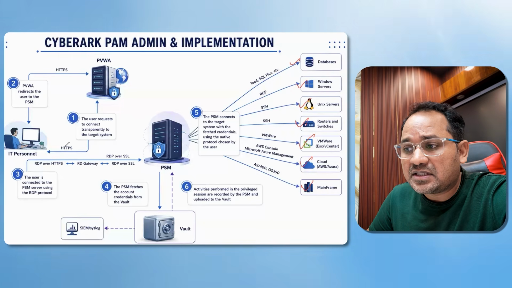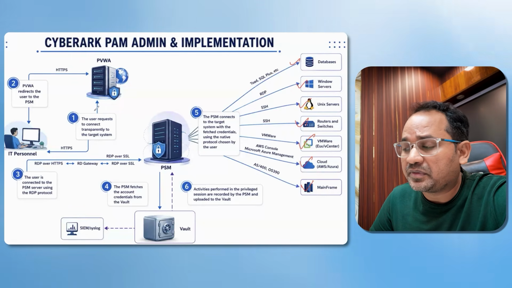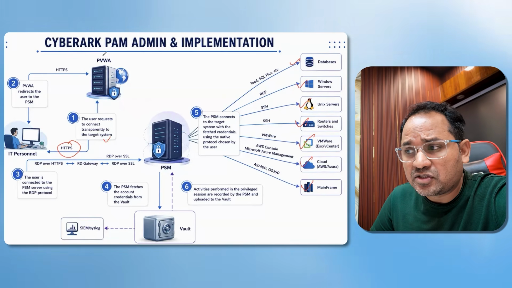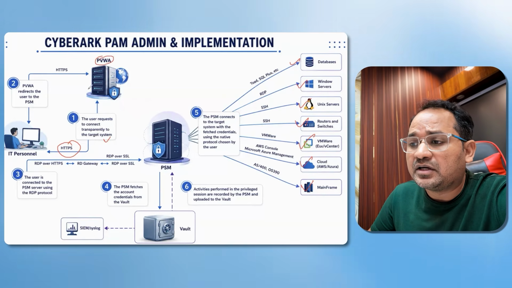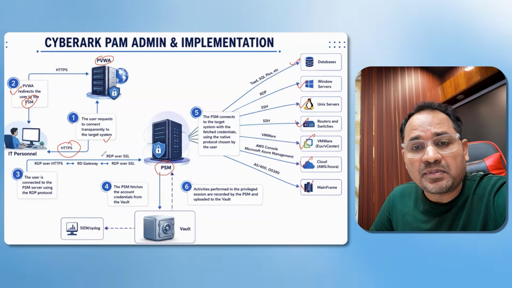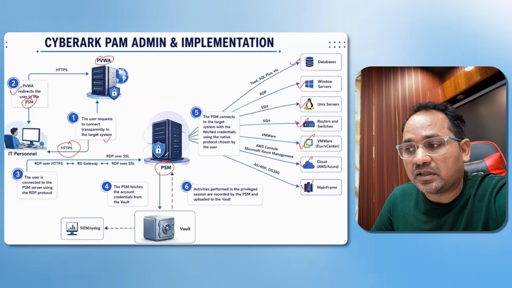Let's understand the flow step by step. Suppose I'm the user and I want to connect to any kind of server. The very first connection is HTTPS. The user requests to connect transparently to a target system, which goes to the PVWA, and then the PVWA redirects this connection to the PSM. This is your PSM, the Privileged Session Manager, and it is required for all secure connectivity to the vault.